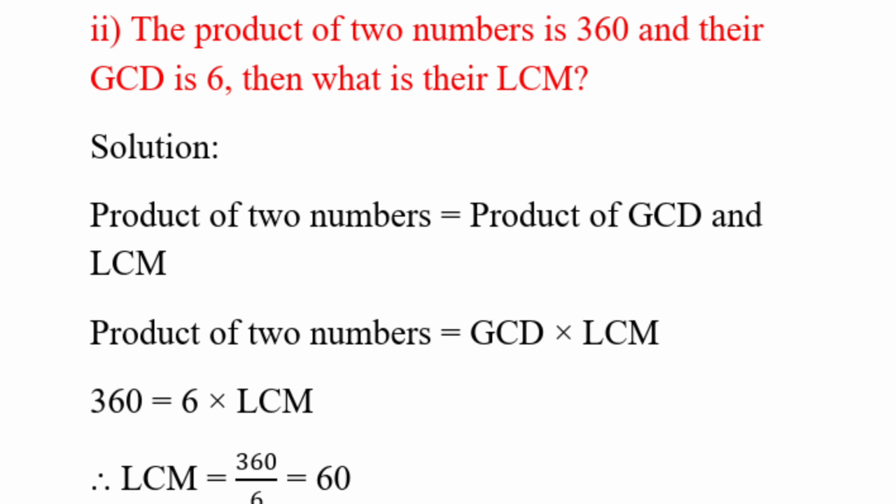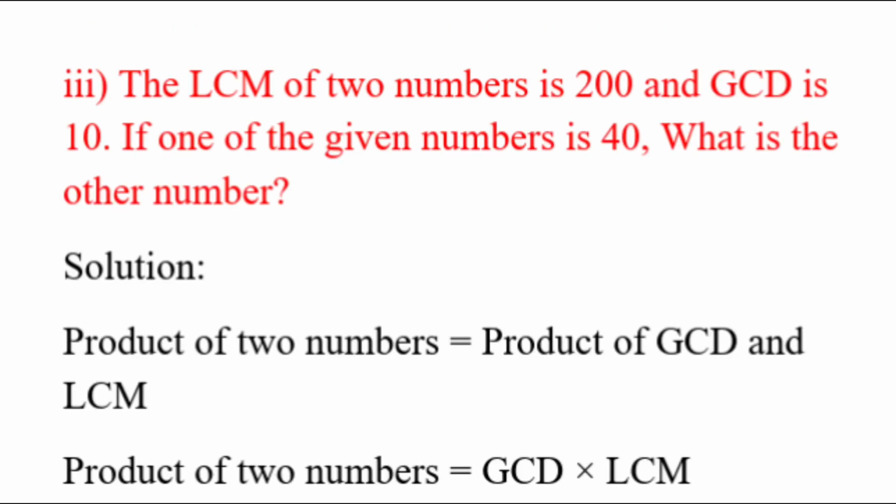So if the product of two numbers is given and GCD is given, we can calculate the LCM, or if LCM is given and the product of two numbers is given, then we can calculate the GCD. So here is the answer, LCM is equal to 60.